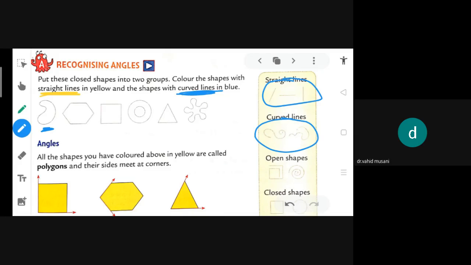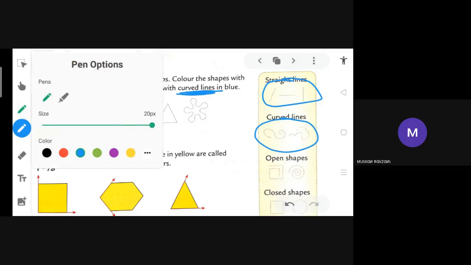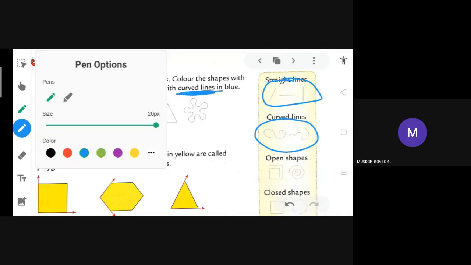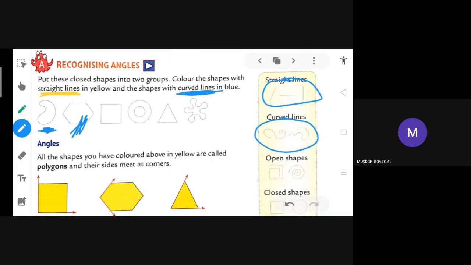Hello, ma'am. Your voice is not coming. Because I am not speaking. Ma'am, I said I'm giving 2 minutes time and you have to think that this first shape is made up of what? Curved line or straight line? So curved line, so blue color. Then tell me the next one. This shape is made up of what? Straight line or curved line? Straight line. So which color? Yellow color.